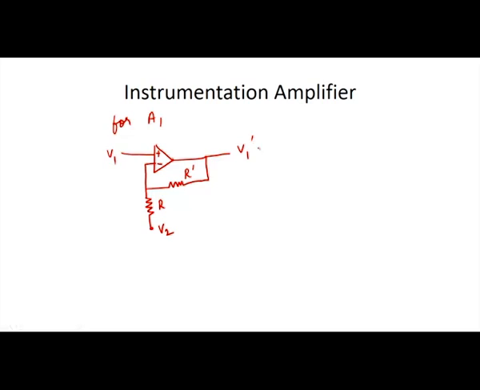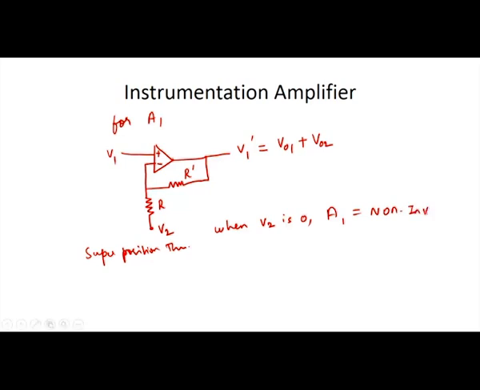This output voltage is considered as V1 dash, which is actually equal to V01 when only V1 is given, plus V02 when only V2 is given. So we are using the superposition theorem. When V2 is 0, only V1 is given. So V2 is 0 in this case. If V2 is 0, V1 is given to the positive terminal. So A1 is acting as a non-inverting amplifier.